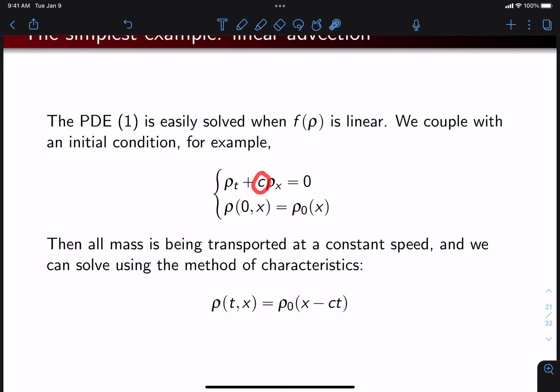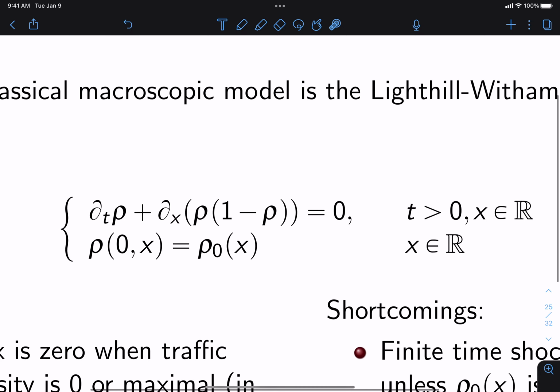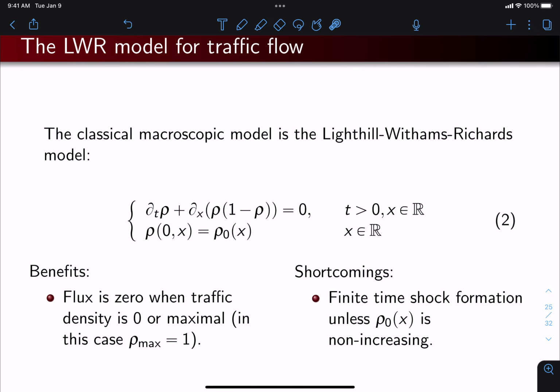What do I do for the LWR model? I say my velocity is going to be 1 minus the density of traffic, where traffic density is maximal at 1. So if rho is 1, what is this quantity going to be? 0, right? If we're at traffic jam density, I can't move an inch. However, if there's no traffic at all, then I can move with speed 1, the maximum speed that I can go. Okay, so this is how the traffic model works.